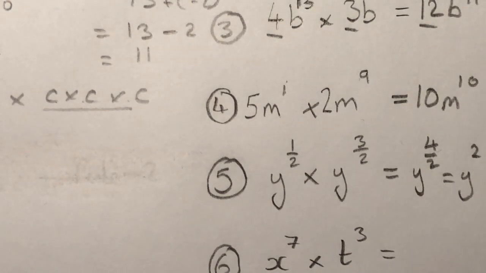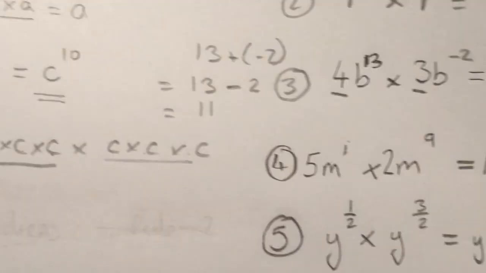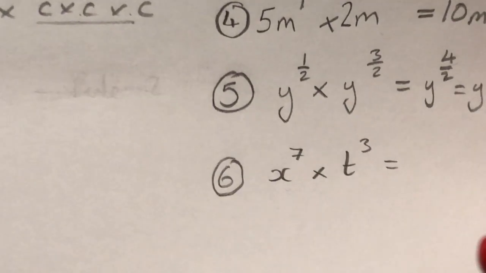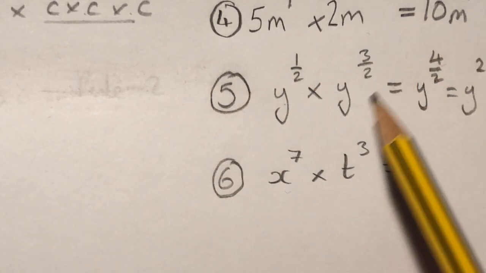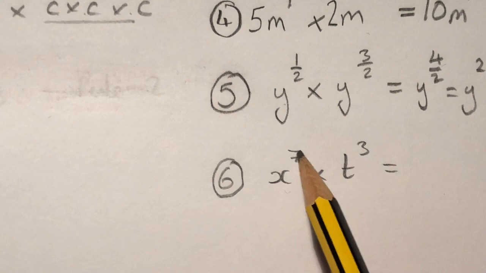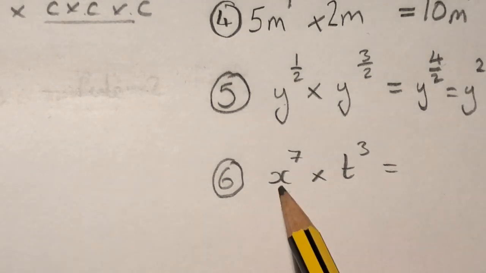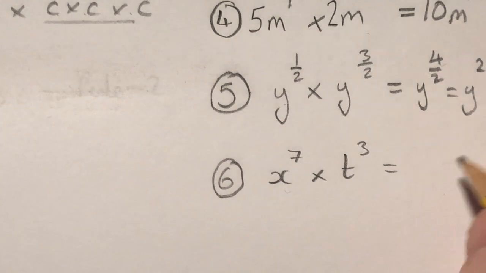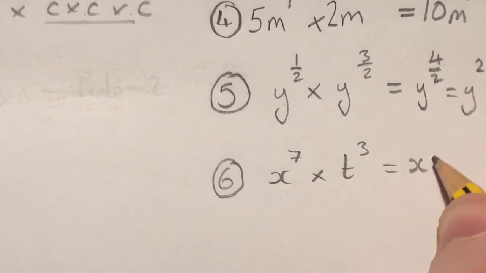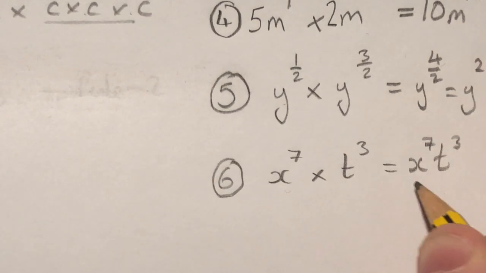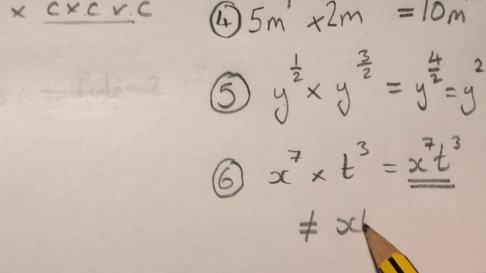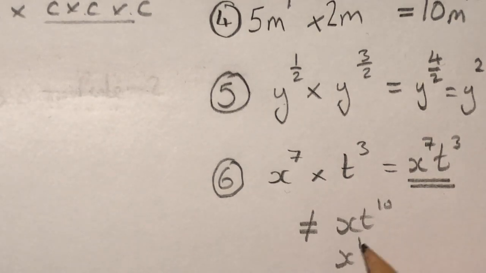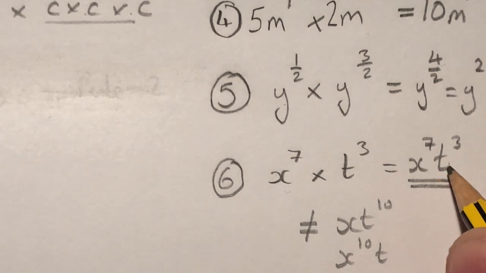And our final example I want us to see is what happens if we've got two bases that are different. So whereas before we've got bases that are the same, the base remains the same. In this one here, we've got x to the power of 7 times t cubed. Because the letters are different here, we just list them one after the other. X to the power of 7, t cubed. We do not combine them. This is not the same as xt to the power of 10 or x to the 10t or any variation of that, okay? We just list them one after the other.